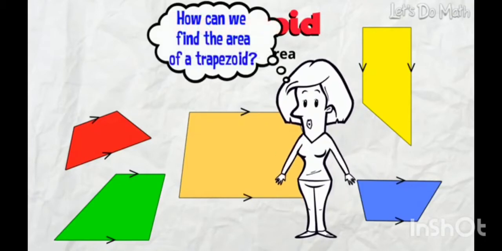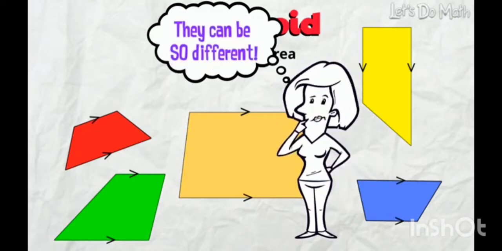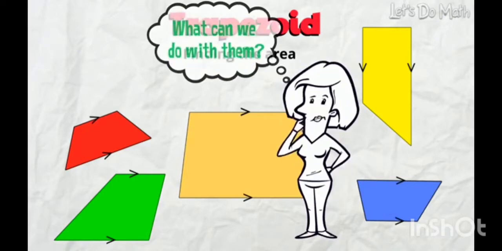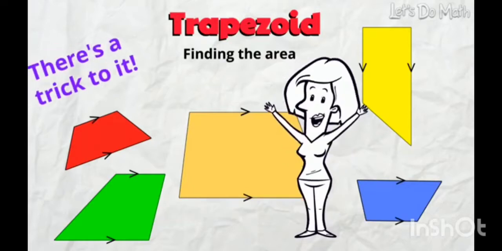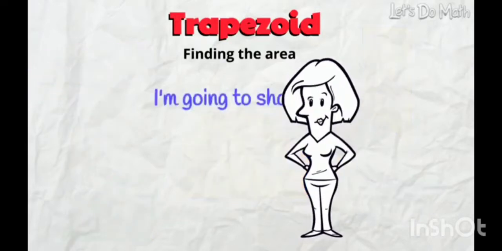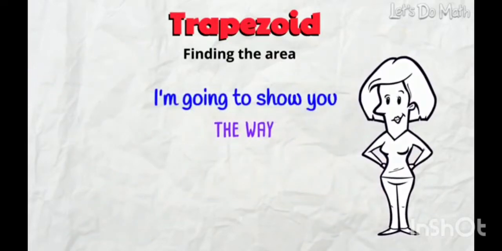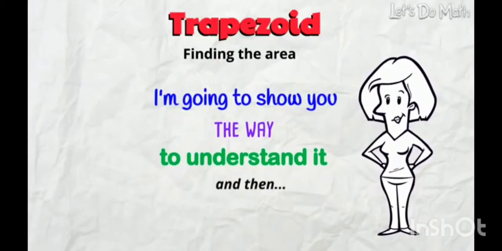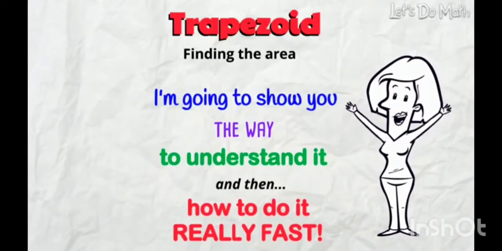How can we possibly work out the area of one of these things? They can be so different. What can we do with them? You won't be surprised to know there's a trick to it. I'm going to show you the way to understand it and then how to do it really fast.